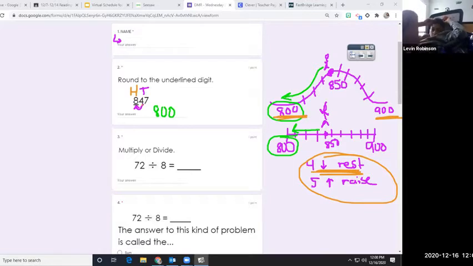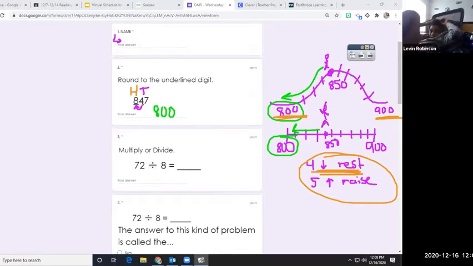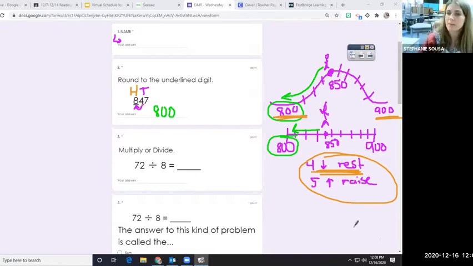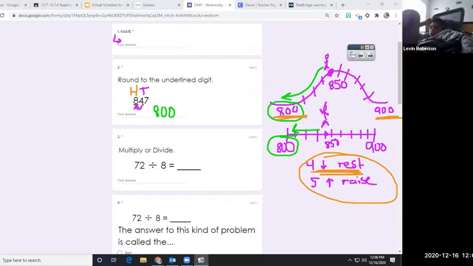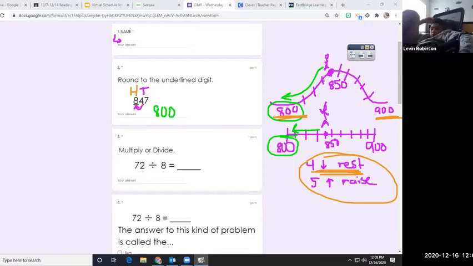Levin, a question. When you write your name, does it take your last name too? Say it again. On the name part, does it take your last name too? You can put your last name, that's fine. Oh, you didn't put your full name? Huh? You can put your full name? Yes, that's fine.